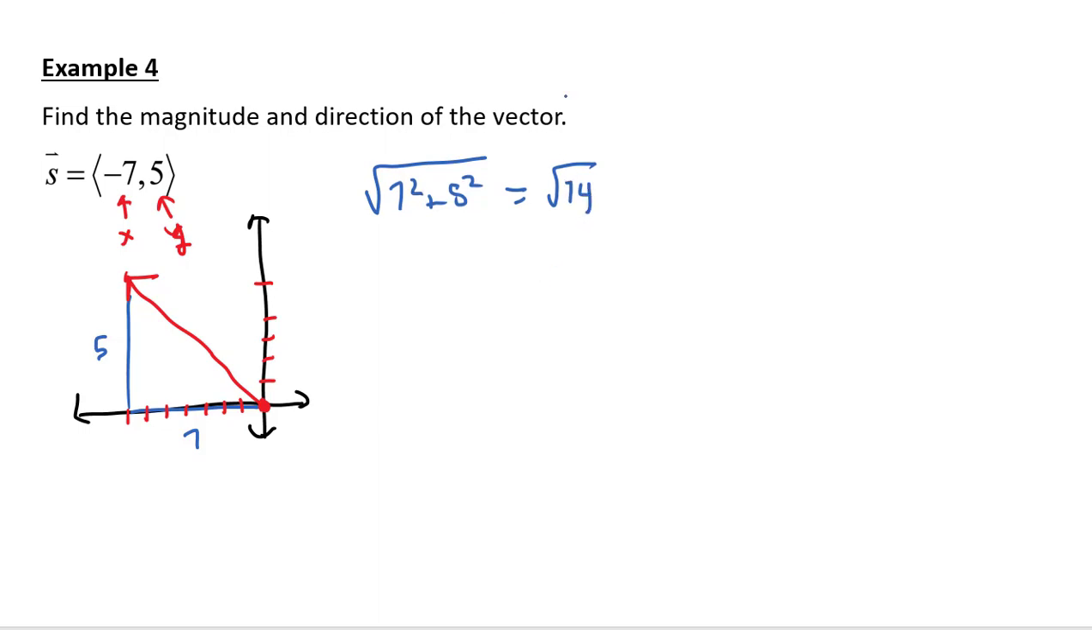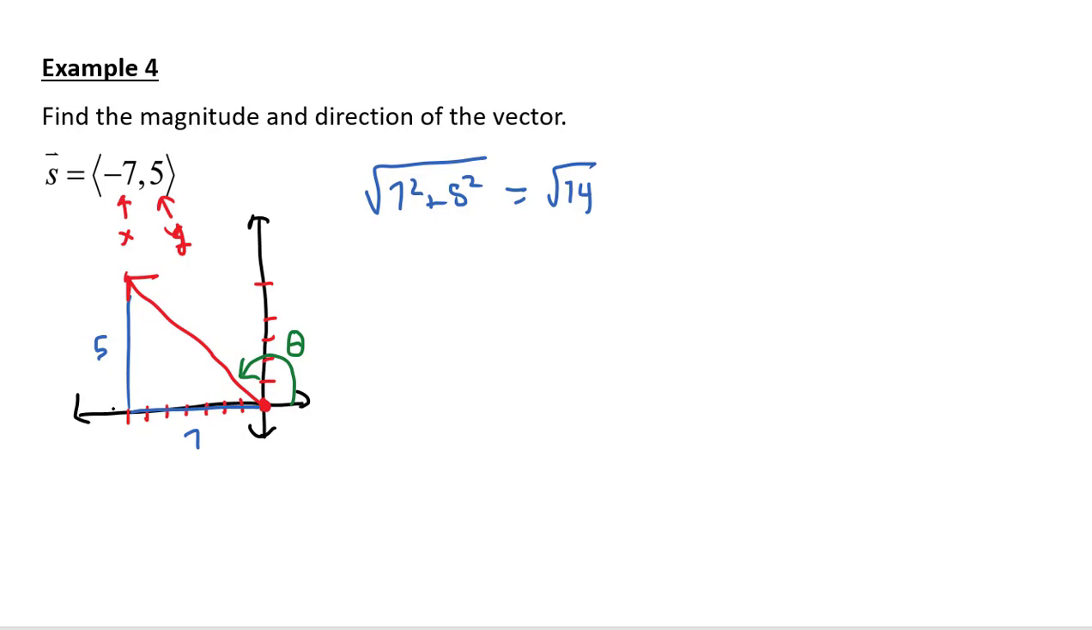The direction is a little bit more challenging. The direction comes from 0 rotating this way. So it comes from this positive x-axis rotating counterclockwise. And that has to deal with a bunch of trigonometry that, quite honestly, I haven't taught you yet. But I want you to see at least one of these problems. So rotating from 0 to there, that's the theta I'm looking for.